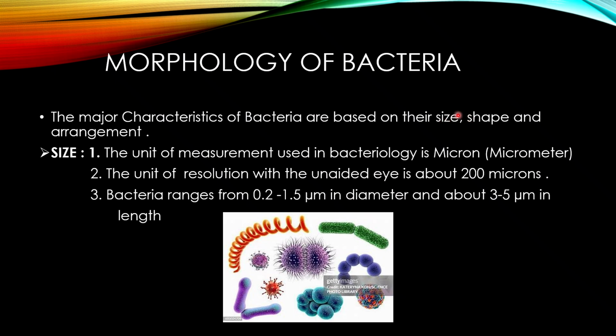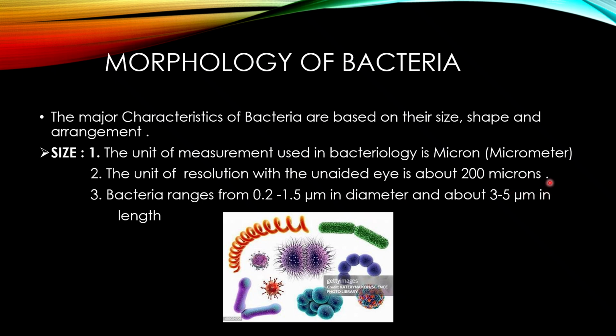Starting with the size, the unit of measurement used in bacteriology is the micron. The unit used to measure bacteria is micron or micrometer. It's actually a very small unit. As we all know, 1 centimeter is made up of 10 millimeters and 1 millimeter is made up of 1000 micrometers. So you can imagine that a micrometer is a very small unit, and the unit of resolution with the unaided eye is about 200 microns.